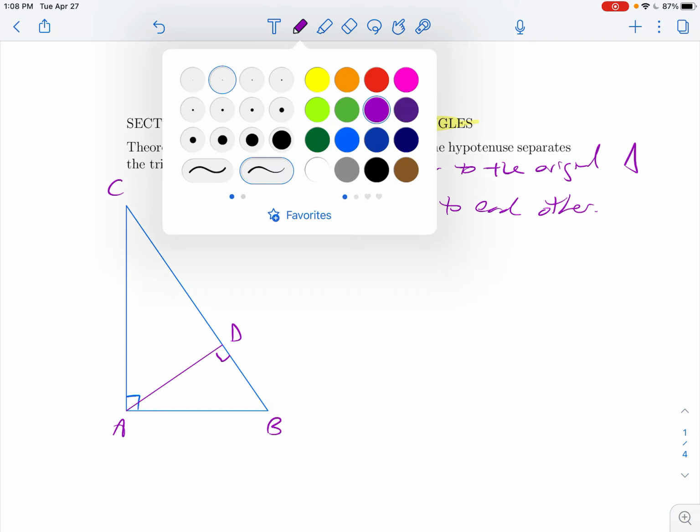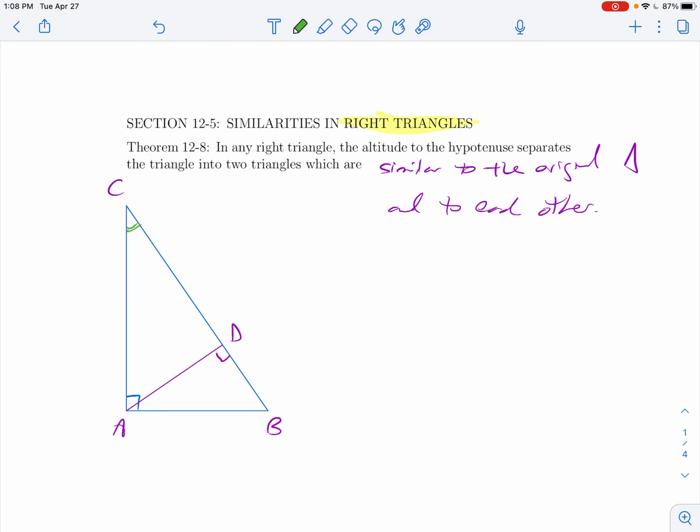And here's the gist of that. I'll specifically label a couple of angles here. So if I look at triangle ABC, the original one, triangle ABC has a right angle, a blue angle, and a green angle. Let's look at this triangle here. Triangle ADB has a right angle and a blue angle. So by angle, it is similar to the big triangle.